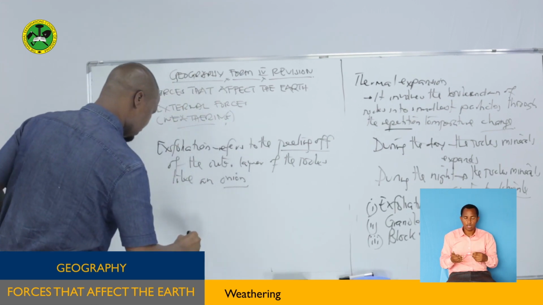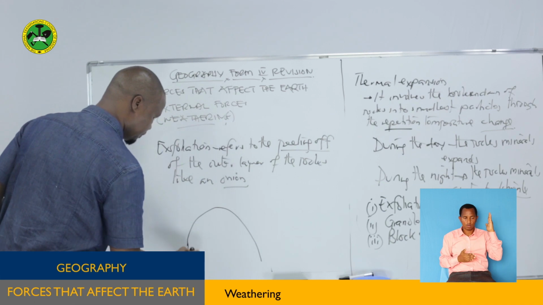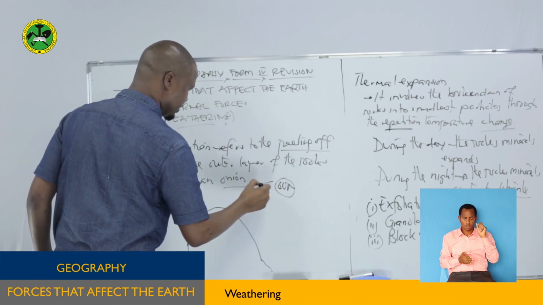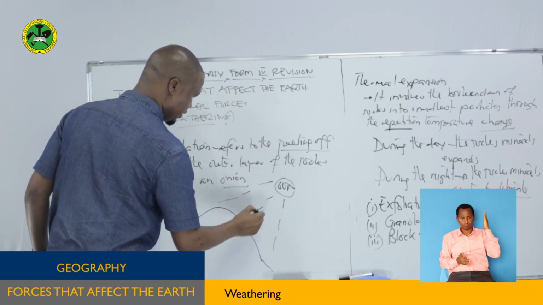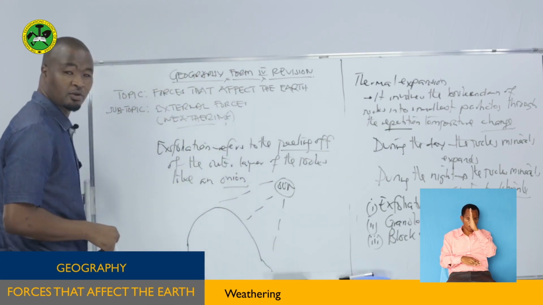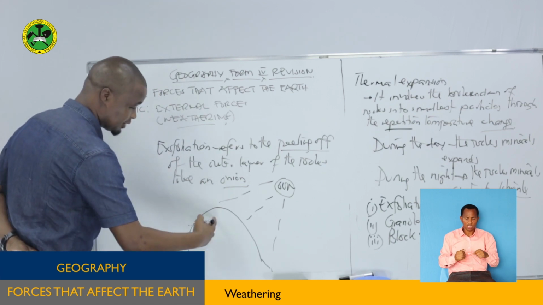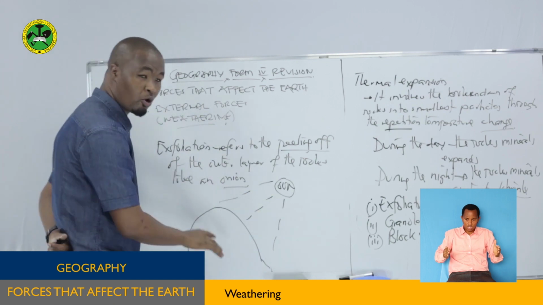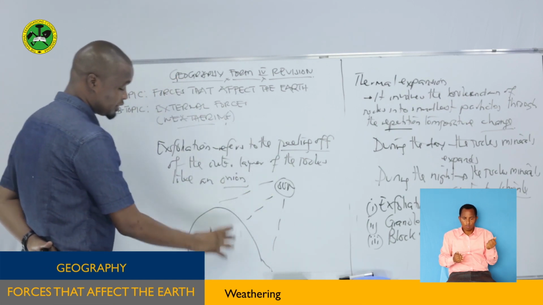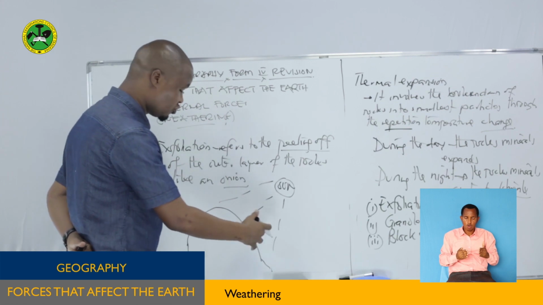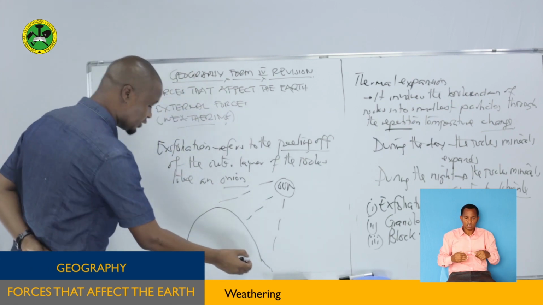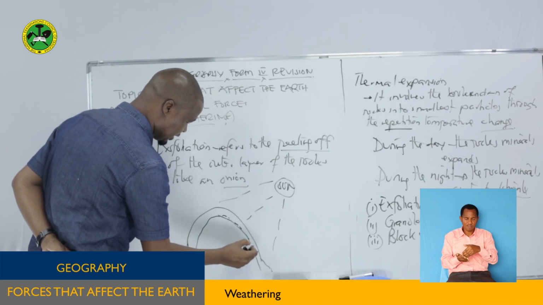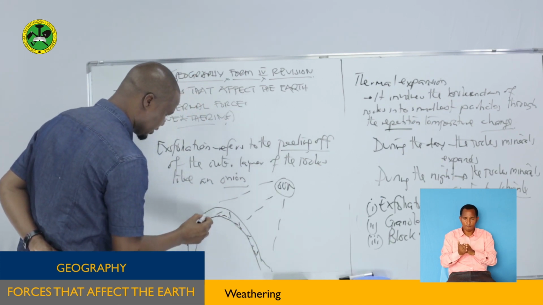What does it mean? It means we have the rock right there. Remember, there is a sun, for instance, right here. It means during the day there is sunlight. So what happened? The rock will expand. During the night, when the sun is off, the minerals within this rock will contract. So the repetition of contraction and expansion of this rock will cause the weakening of the outer part of the rock. It will undergo what we call cracks or joints.